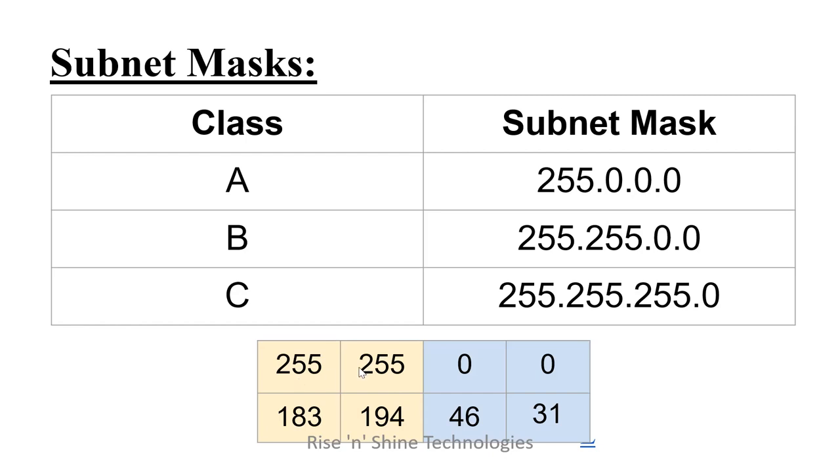Suppose here 255.255.255.0 is there. Then what is the meaning of that one? That's under class C. Yeah, class C. And 183, 194, 46, these three are for network identity, and the last one is for the device identity within the network. If you know the IP address and the subnet, then we can understand which octets are for the network and which octets are for the device.